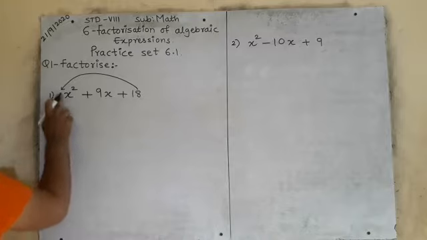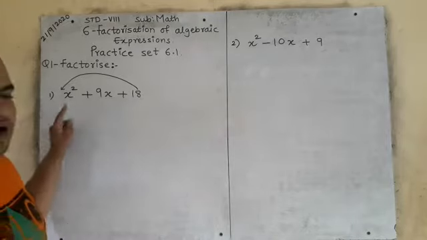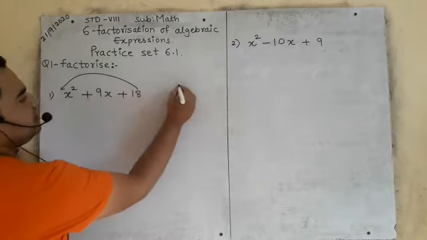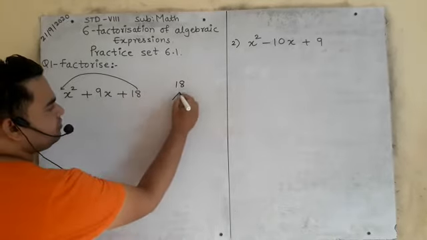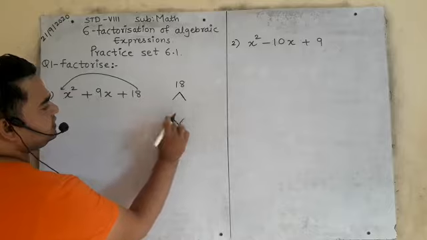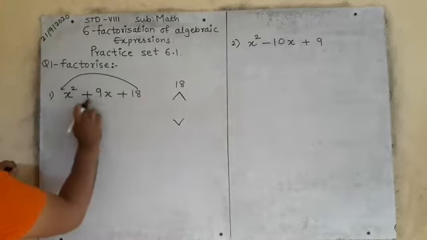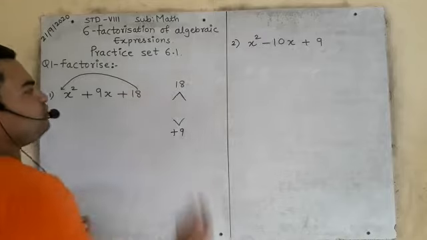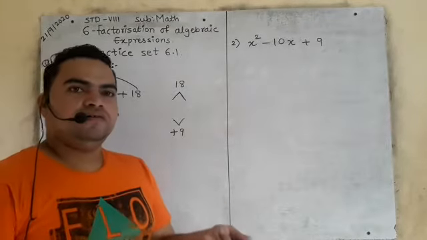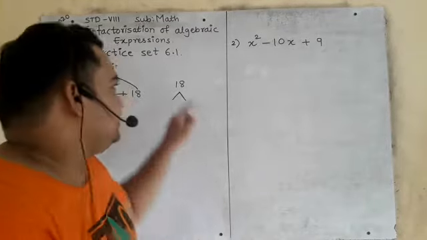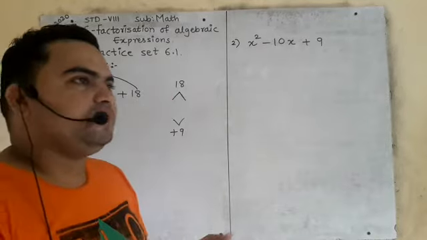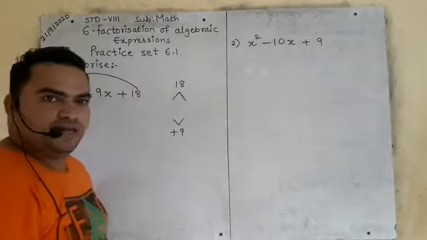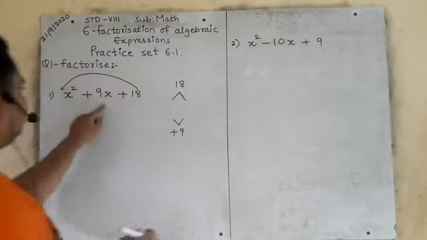So which coefficient is here? Here it is 1. So we will say 18 ones are 18. Okay, you have to make it like this. 18 ones are 18. What is the middle term here? Plus 9. So I will write here plus 9. Okay, now you have to find the factors of 18. 18 comes in which table? Whose sum, whose addition should be plus 9. Okay, whose addition should be the middle term.